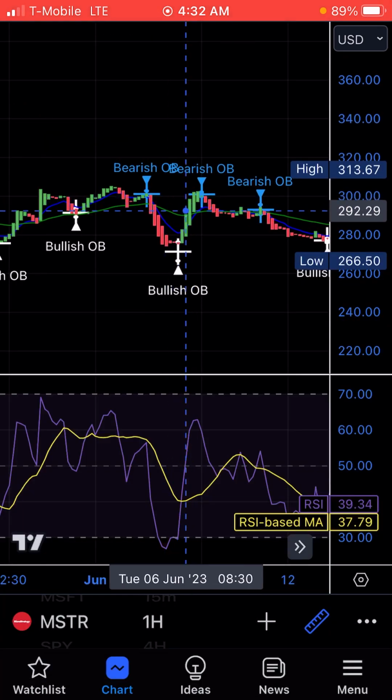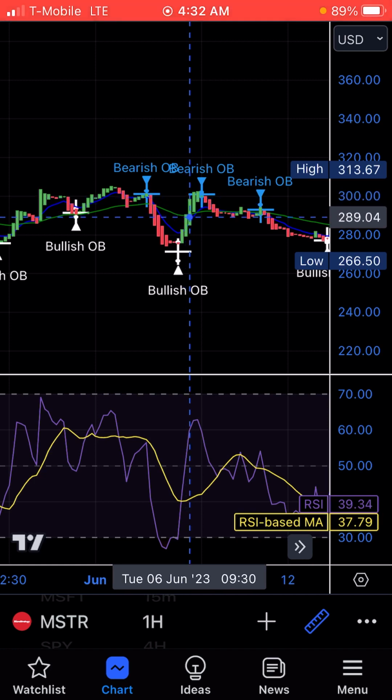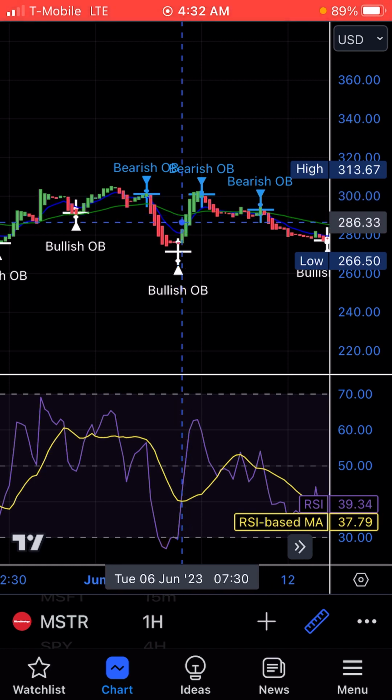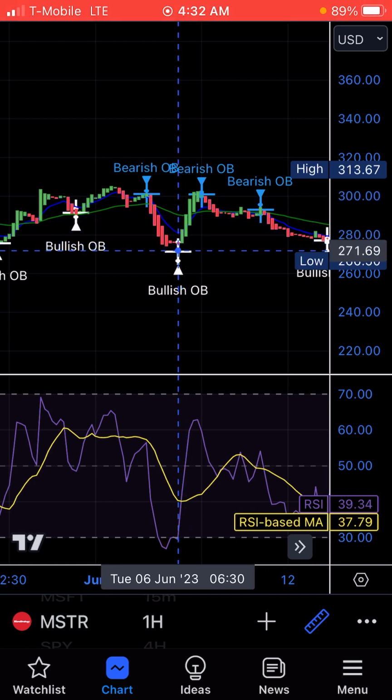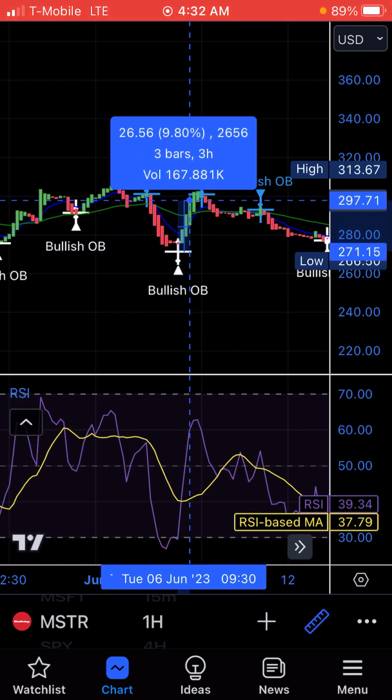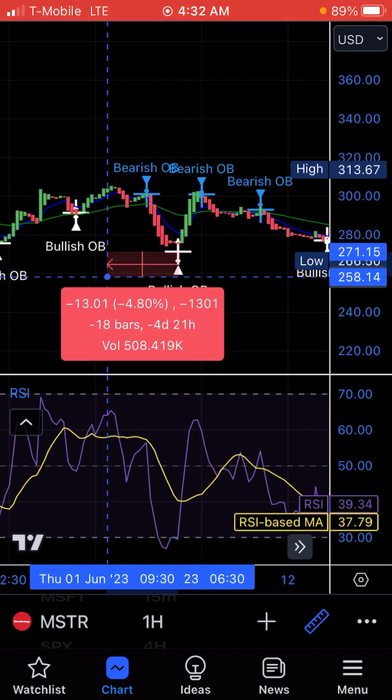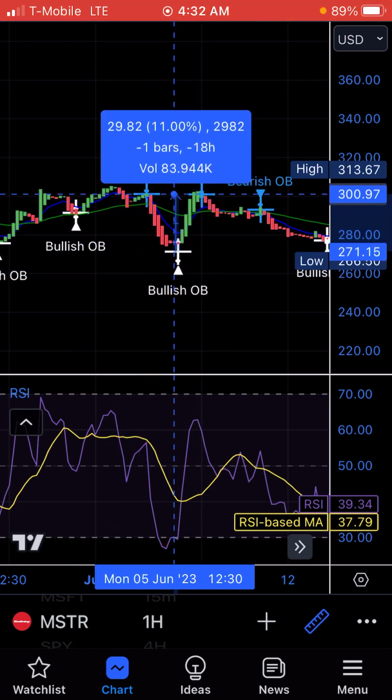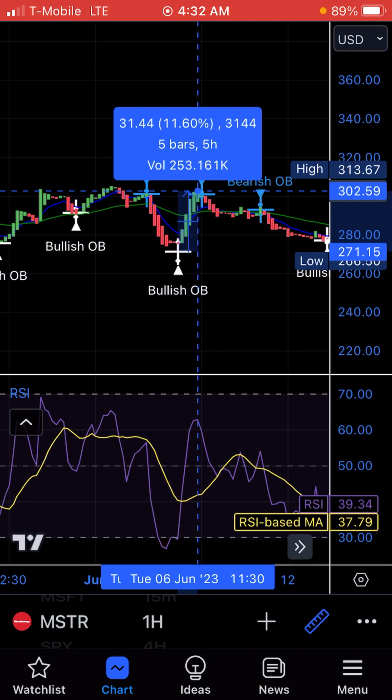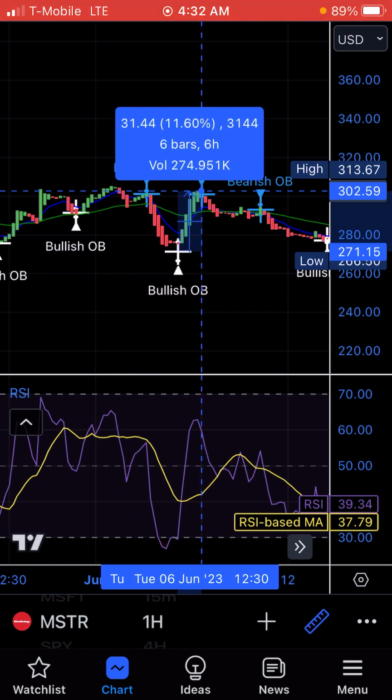Okay, so we see right here that the RSI is pushing through. We have our bullish signal right here. So let's just see how much this small one is. See, right here we have bullish to bearish, and it flat out just tells you right here. This is another $31 difference in price. So this move in 6 hours is a $3,144 move in 6 hours.